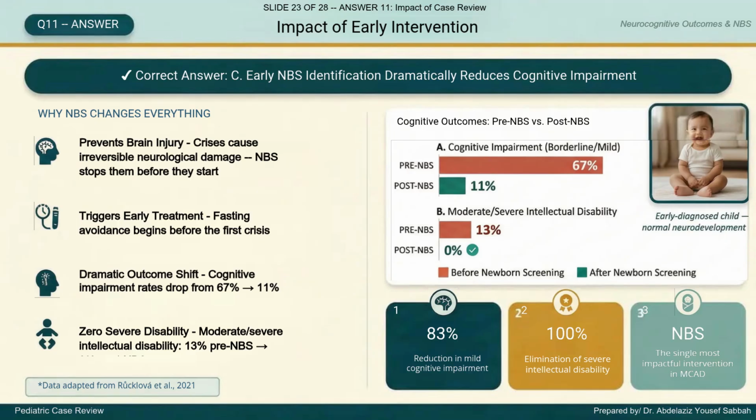The outcome data is striking. Before newborn screening was available, 67% of affected children had cognitive impairment. After newborn screening implementation, only 11% had cognitive impairment, representing an 83% reduction. Even more dramatic, moderate to severe intellectual disability was 13% in the pre-screening era and 0% in the post-screening era, a complete elimination. Newborn screening is the single most impactful intervention for this condition.